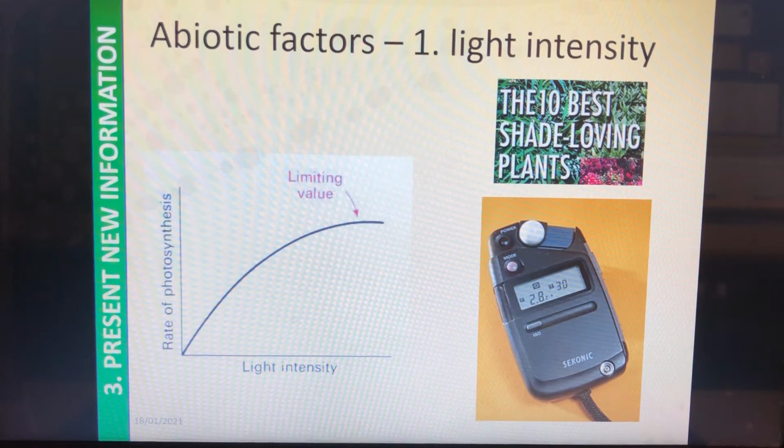Okay, so light intensity is a factor that will affect what plants are living in an area, probably not what animals are living in an area. So bearing all that in mind, you can just write light intensity and leave it there. You can write about the light meter, you can write about it being a limiting factor, having an optimum value, or you could write about the shade loving and the sun loving plants.